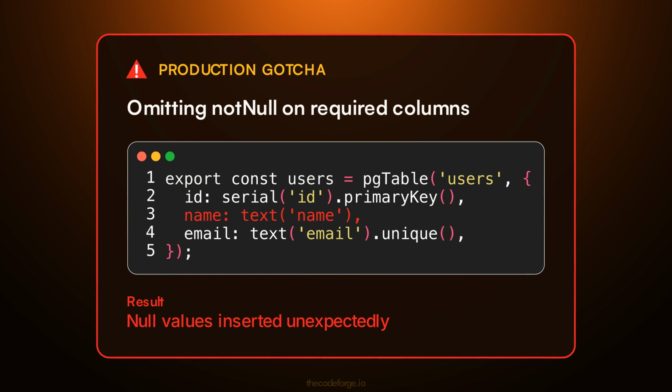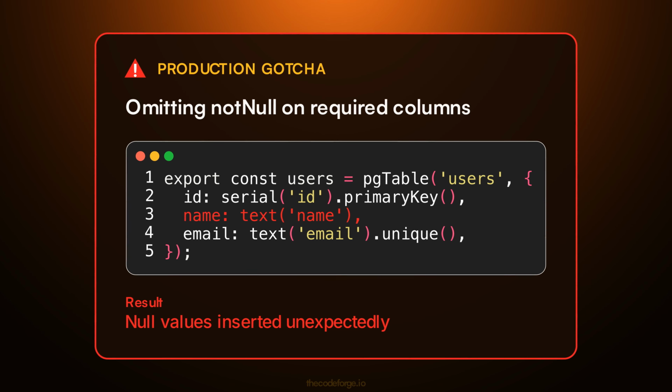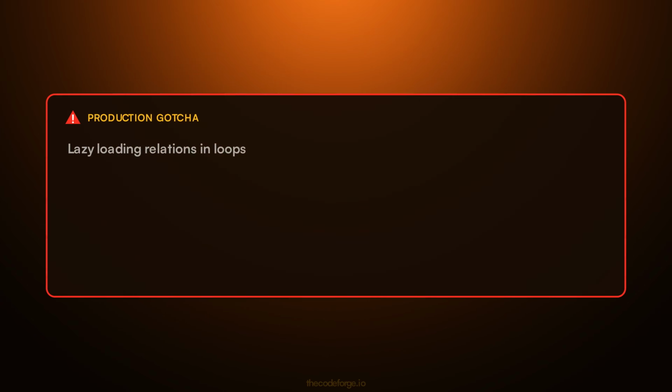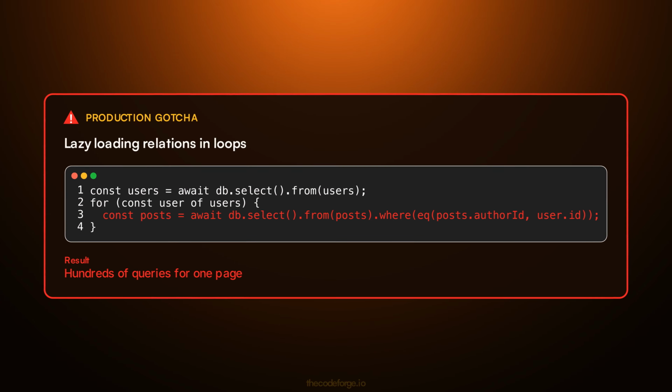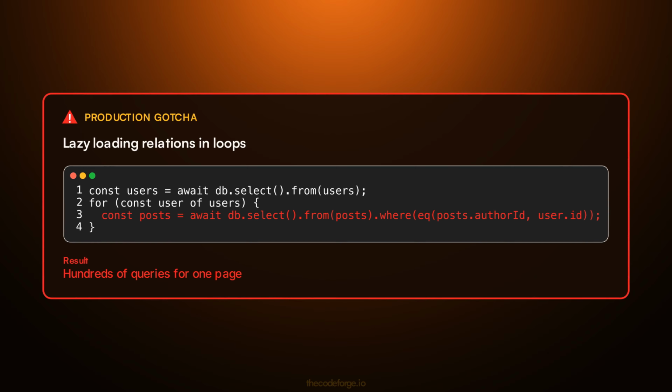Omitting notNull on required columns allows null values to be inserted, which can cause runtime errors in your application. Always add notNull constraints where appropriate. Lazy loading relations in a loop causes N+1 queries, which can overwhelm the database. Use Drizzle's with clause to eagerly load relations in a single query.